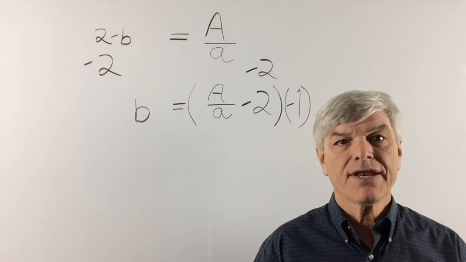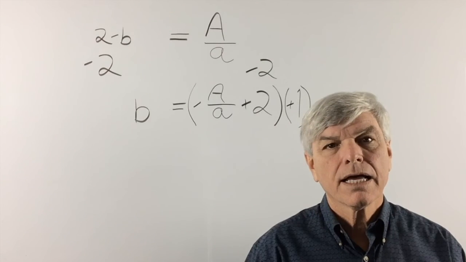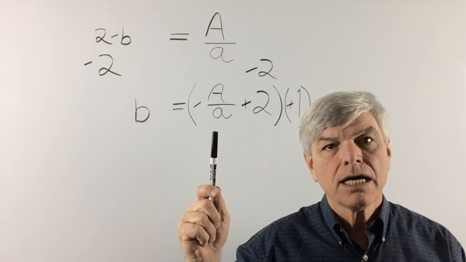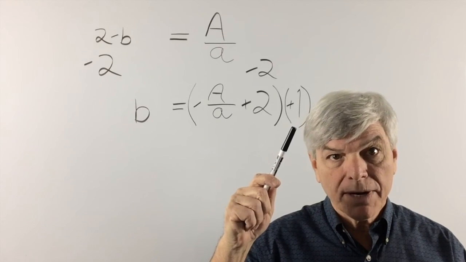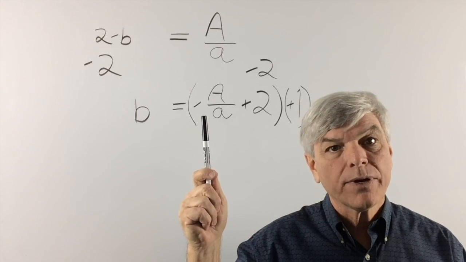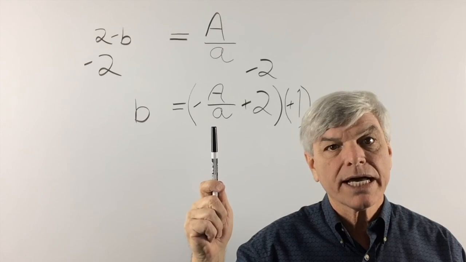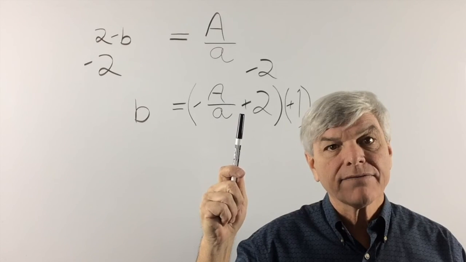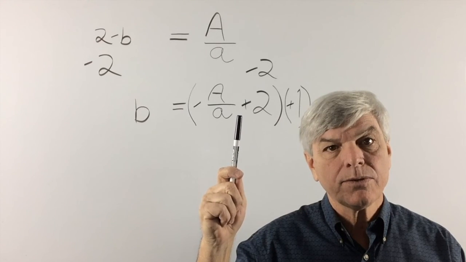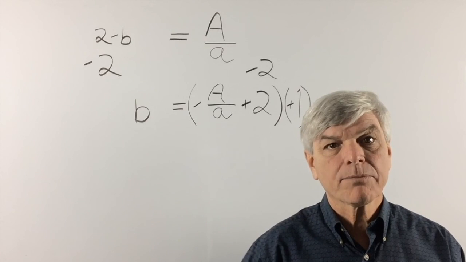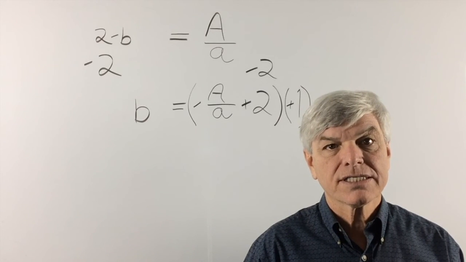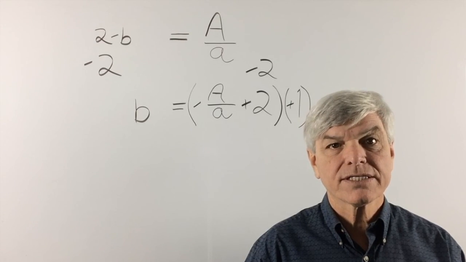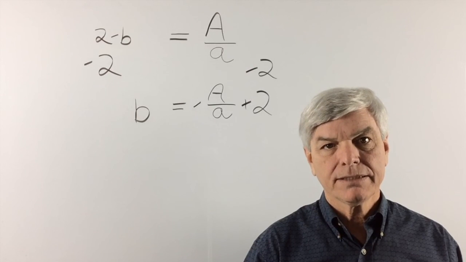And so let's apply the negative first, and that reverses the sign of both of our terms in the parentheses. Our negative 1 became positive 1, and capital A over lowercase a is negative now. And our negative 2 has become positive 2. And then 1 times everything in the parentheses is just itself. So let's remove the 1 and all the parentheses. And that is the solution to b.